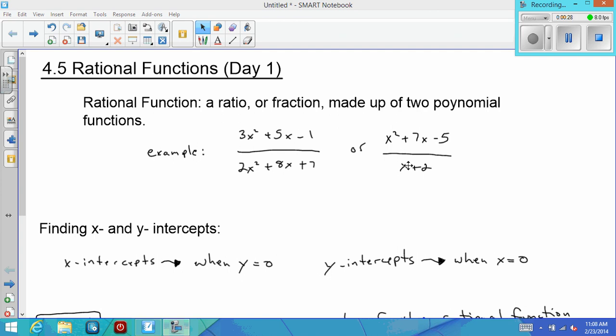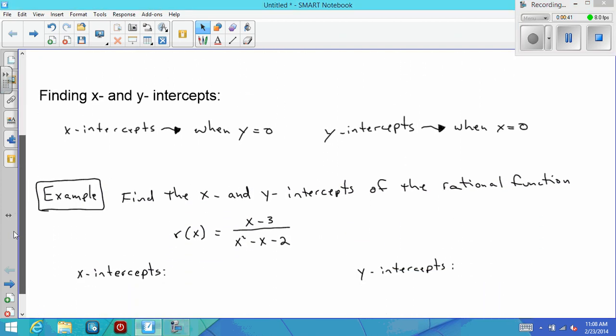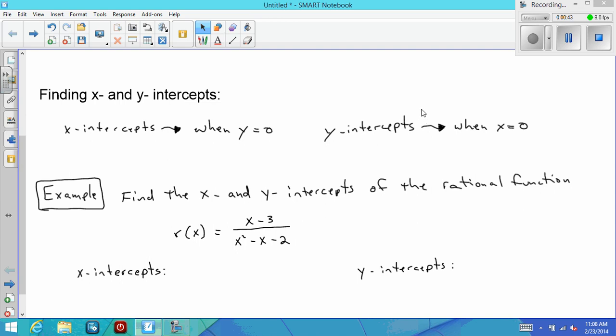Now, they could be monomials, numbers, trinomials, binomials, any type of polynomial that is written into a fraction like this. What we're going to be doing on this video is preparing our information so that we are able to graph, which is what we're going to do in day 2.